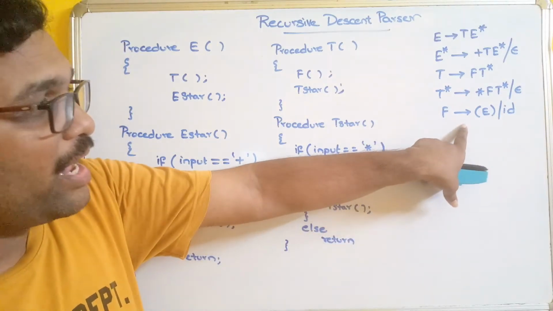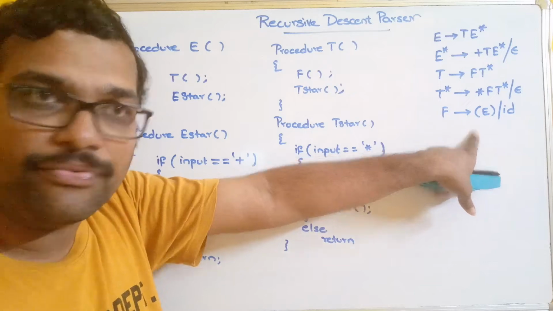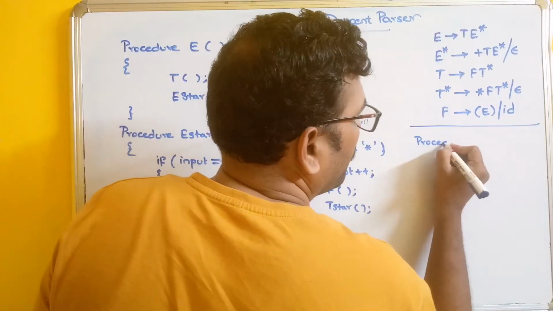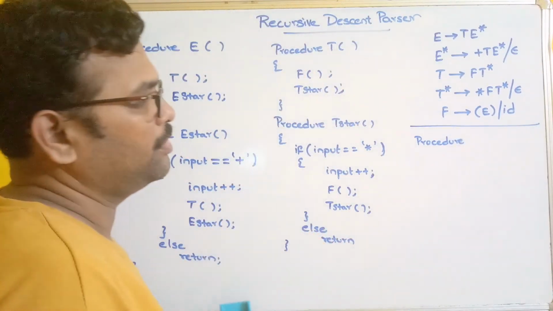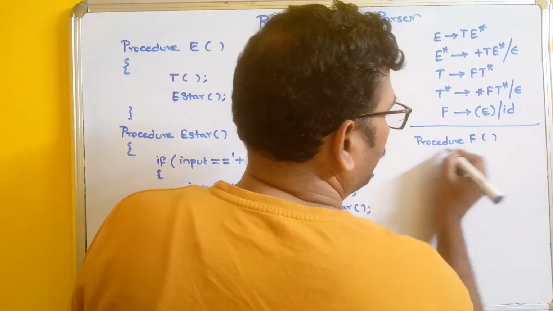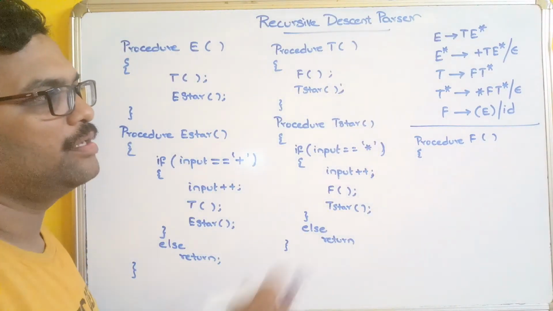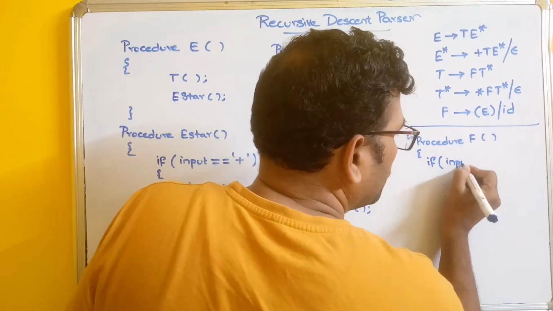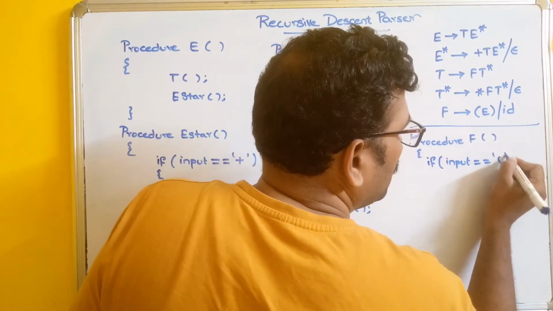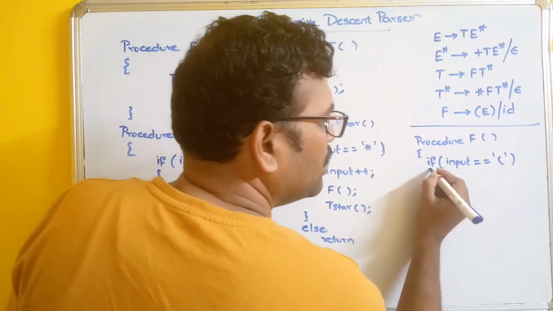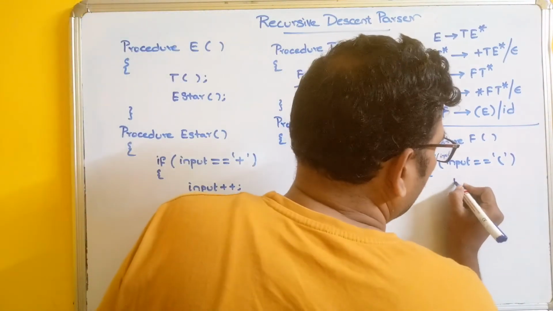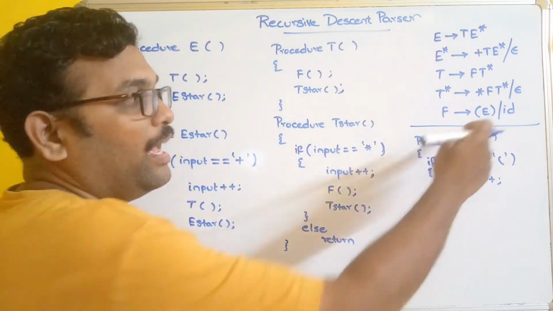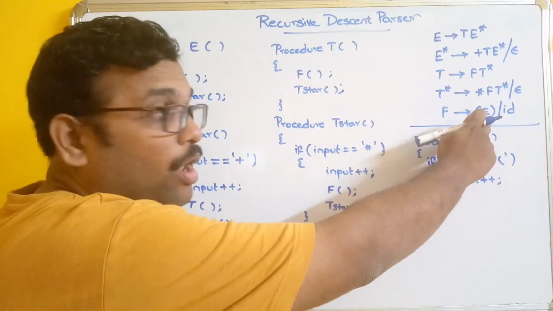And again we are having one more thing, that is a production for F. So we have to write down the procedure for F. So how we have to write? So first there is a terminal, parenthesis. So simply write it as if input is equal to left parenthesis. What we have to do? If it is a left parenthesis, so simply increment the input.